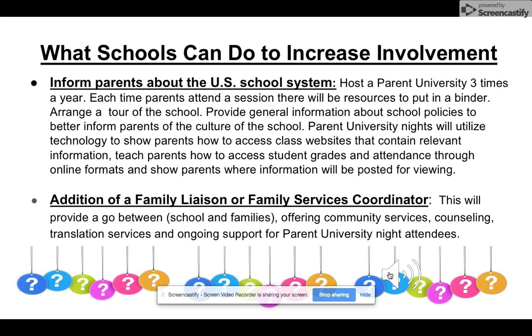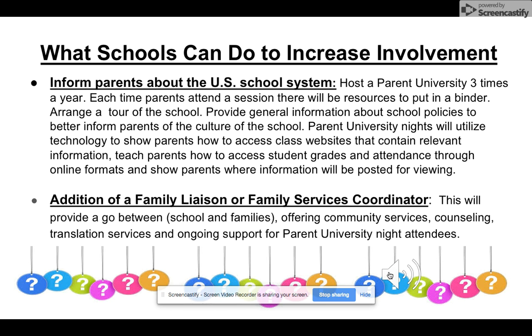Parent University Nights will utilize technology to show parents how to access class websites that contain relevant information, teach parents how to access student grades and attendance through online formats, and show parents where information will be posted for viewing.